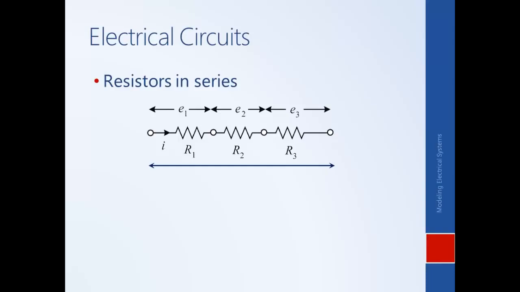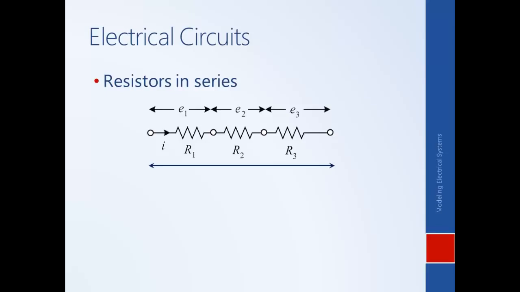Looking at this simple circuit of 3 resistors in series, in essence we want to replace them by a single equivalent resistance. So we want to simplify our circuit by replacing these 3 resistors by a single resistor, or a single equivalent resistor.